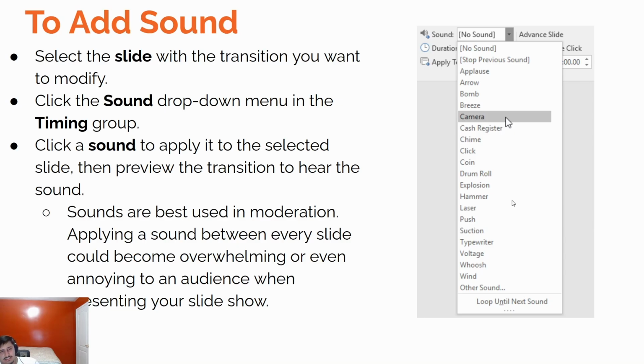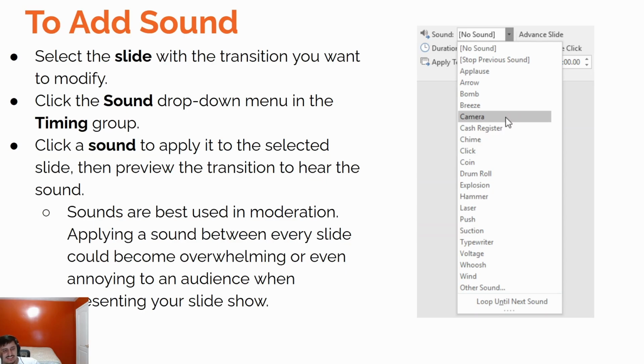So we can also add a sound. We want to select the slide with the transition we want to modify. We can click the sound drop-down menu in the timing group, click a sound and apply it to the selected slide, and preview it to see whether we like it or not and hear the sound.